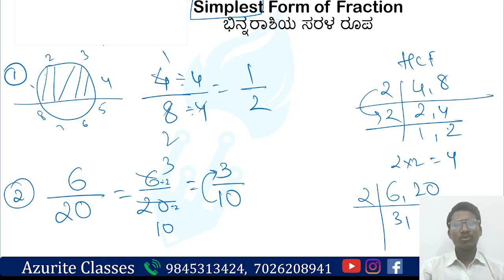Understood? So this is about fractions, and then what? Representation of fraction, that is the colored part or the given part representation, and then after that equivalent fraction, and then simplest form of fraction.